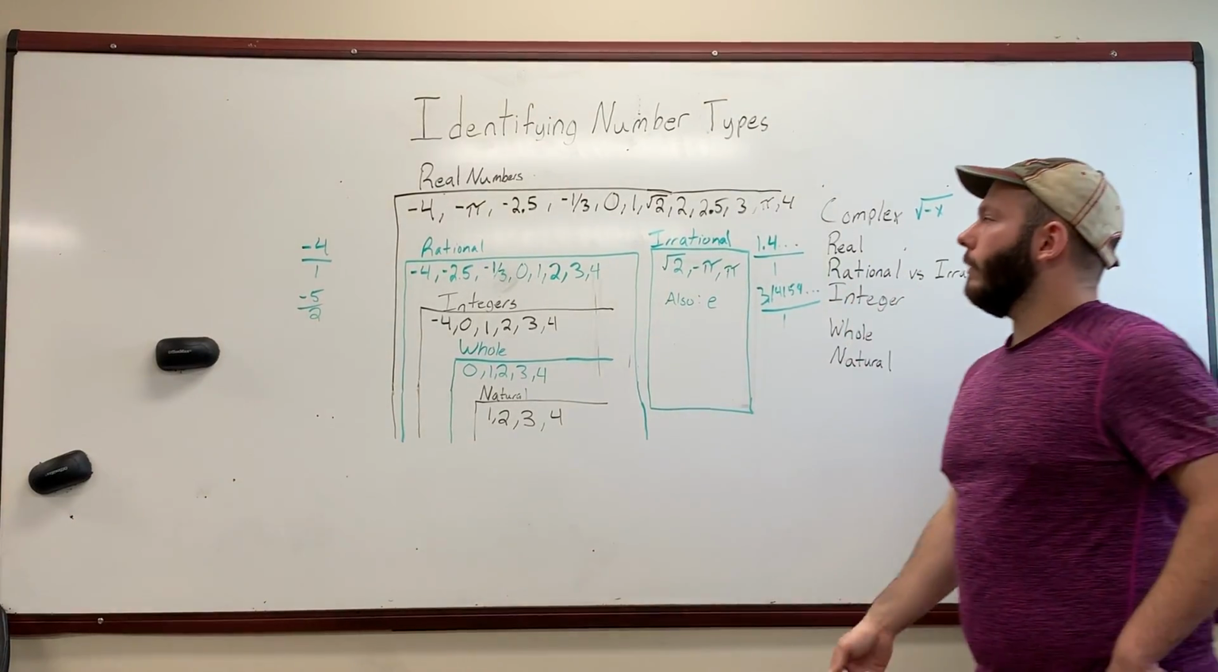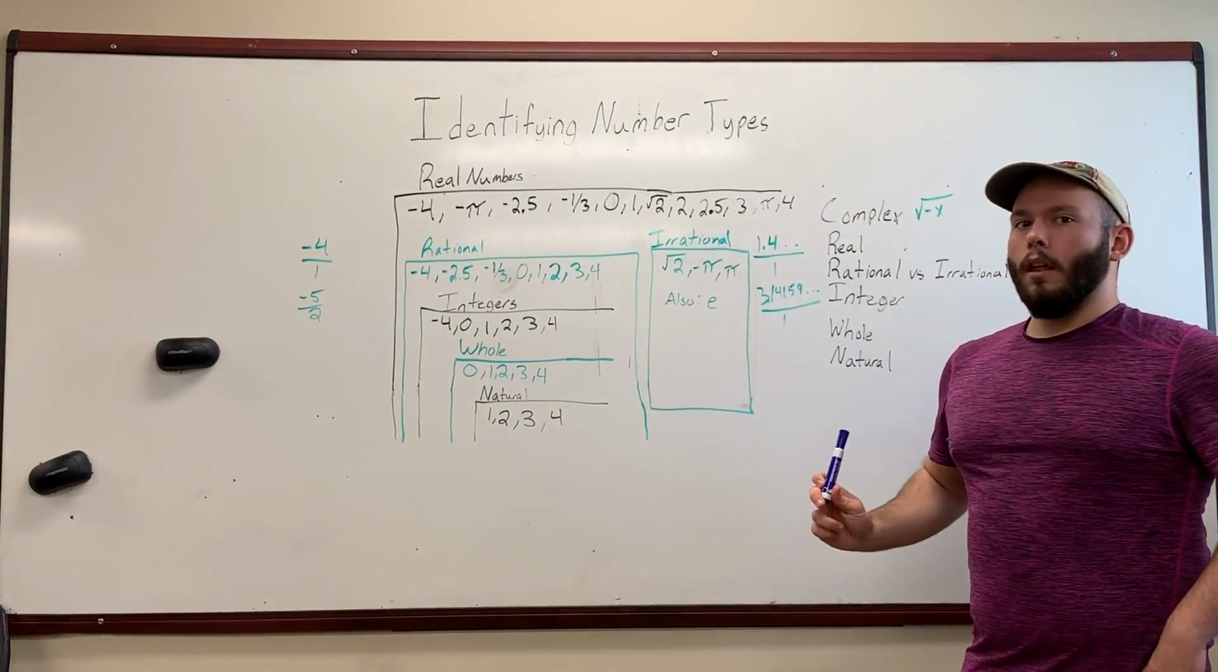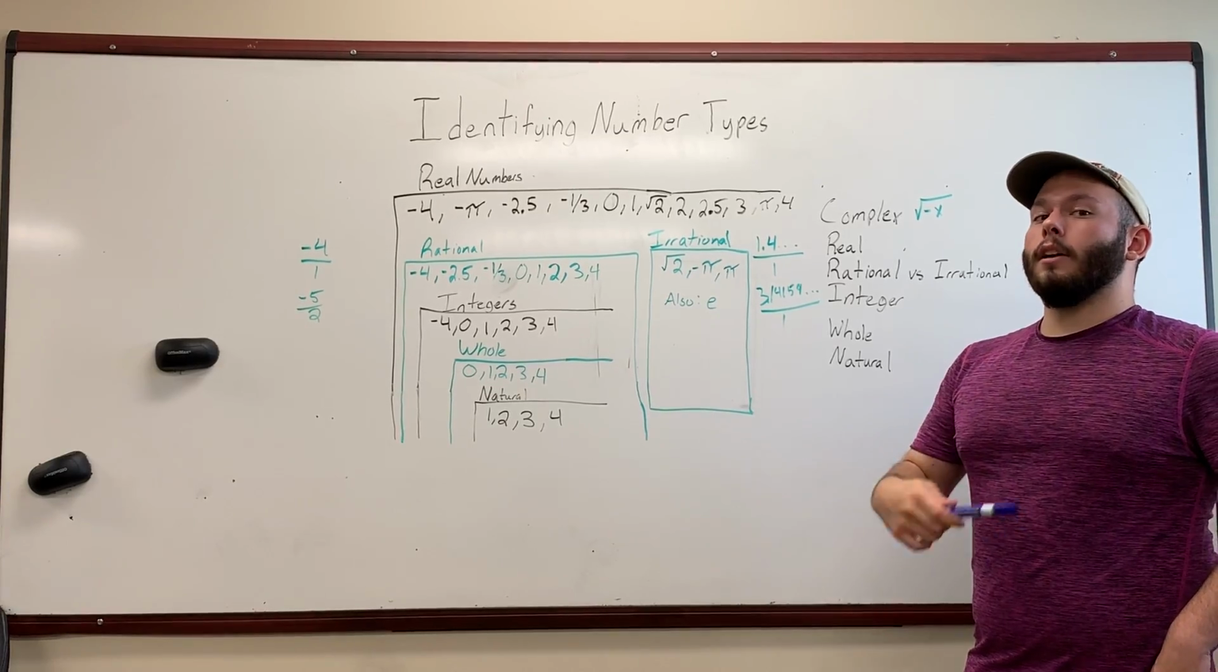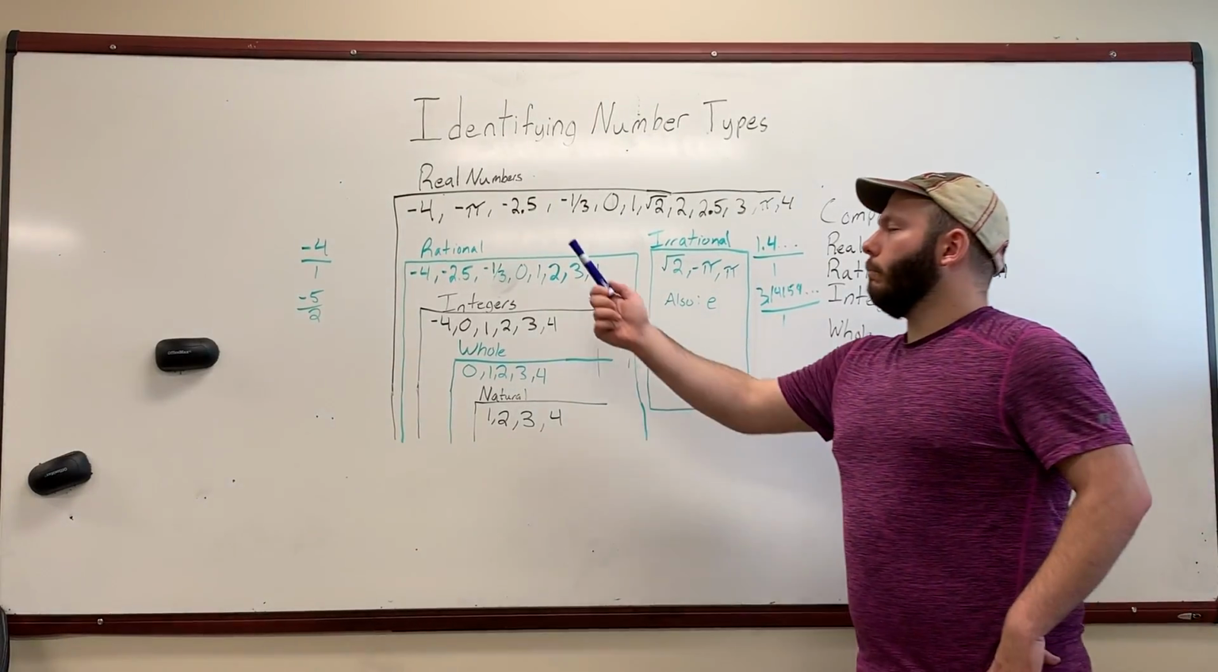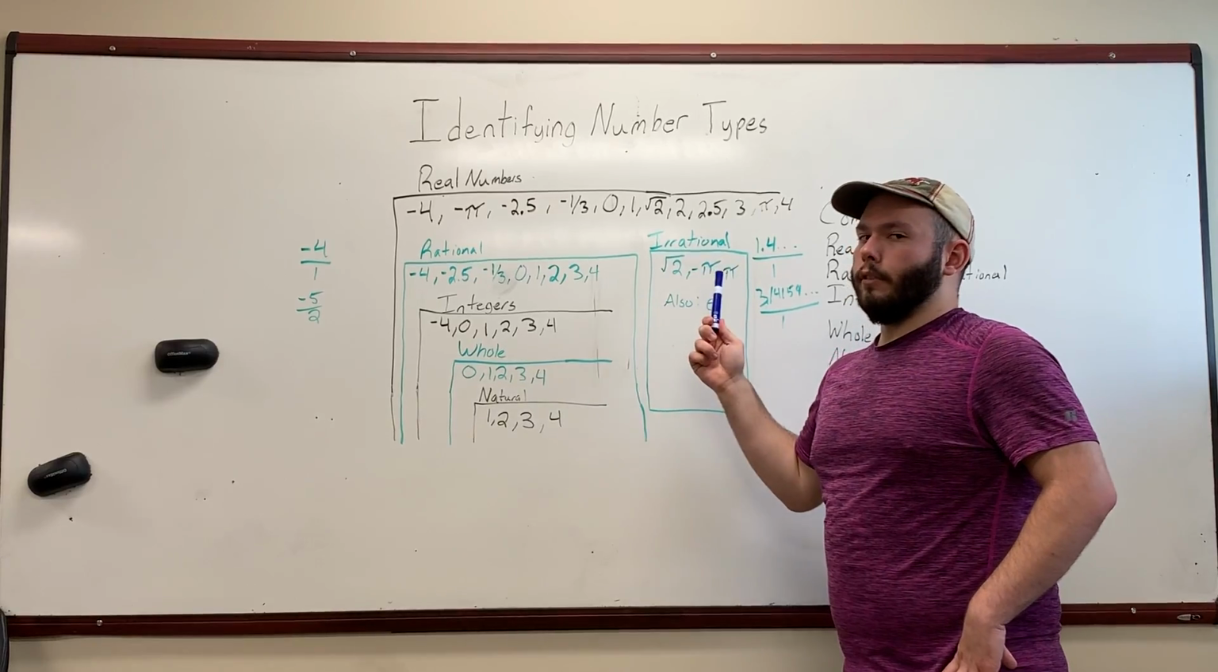Overarching this, we have all the real numbers. The real numbers are all the numbers which can actually exist. They include both the rational numbers and the irrational numbers.